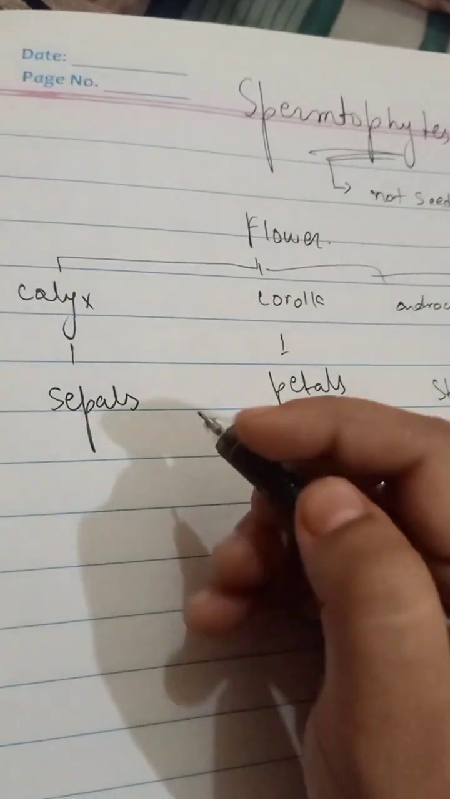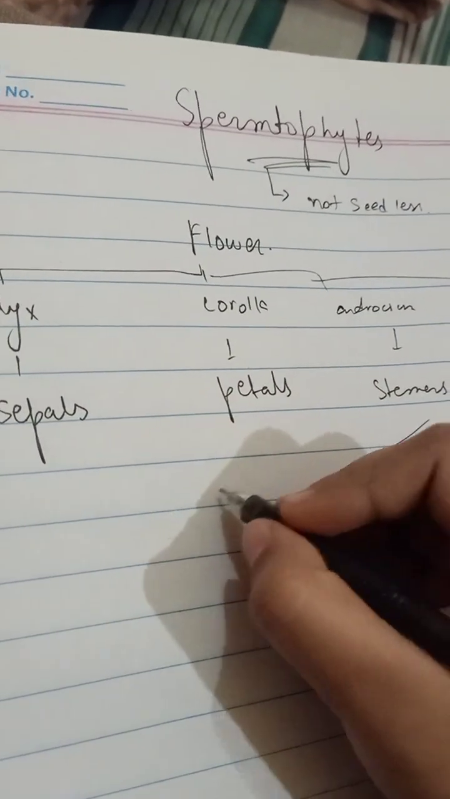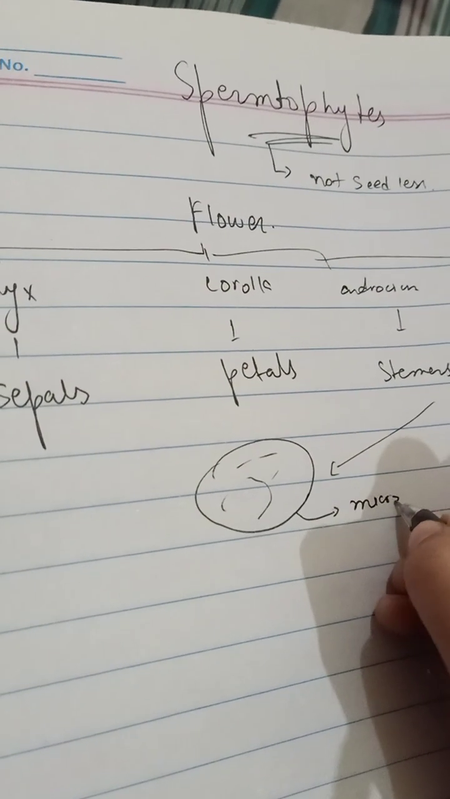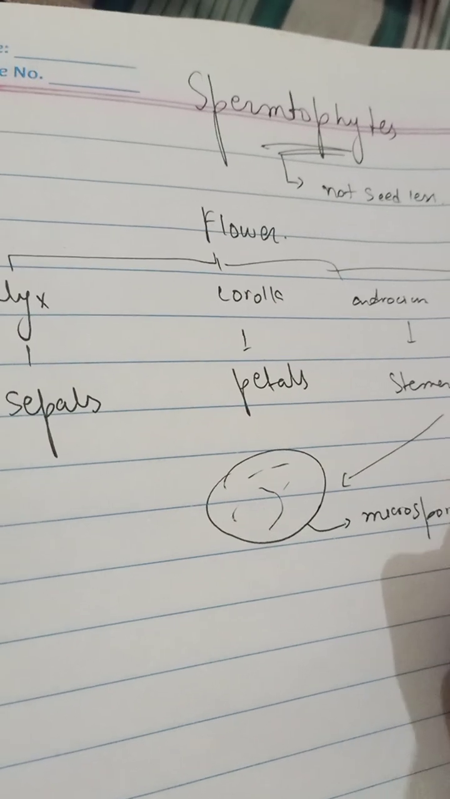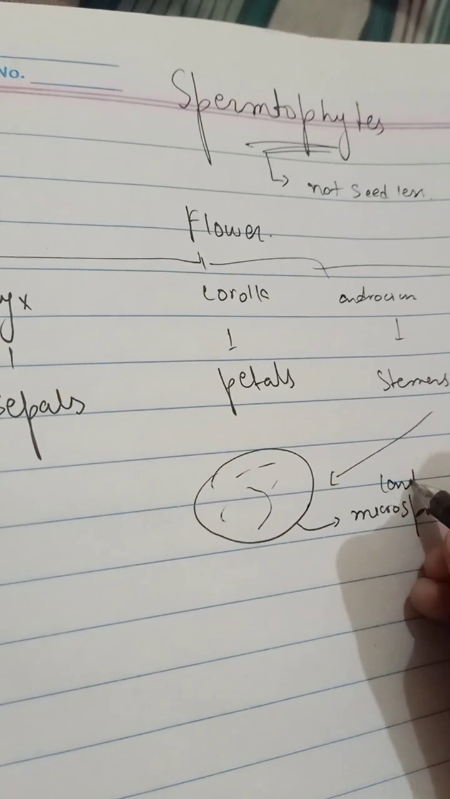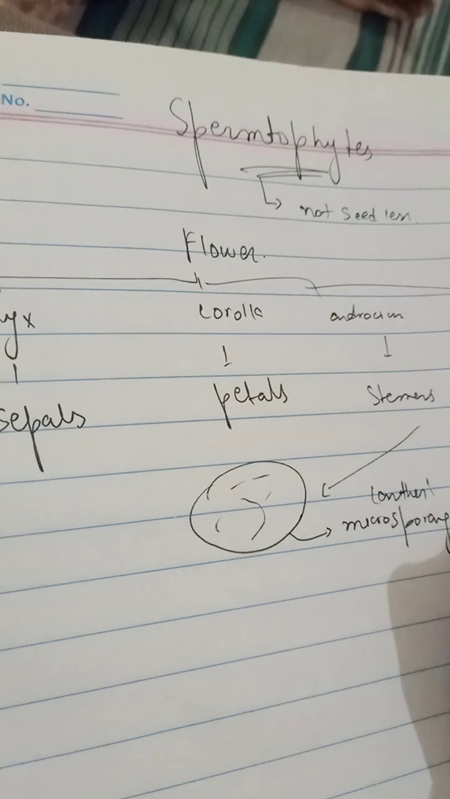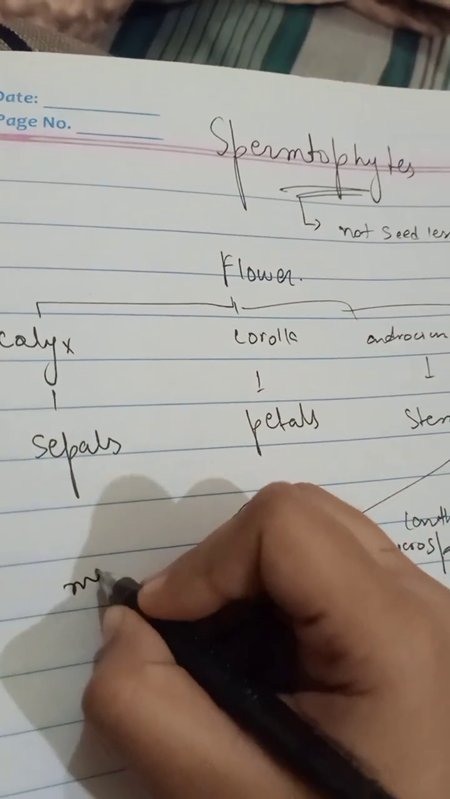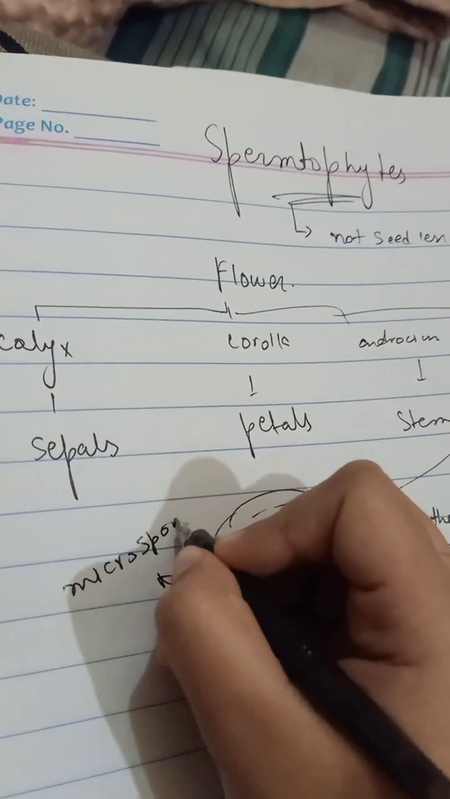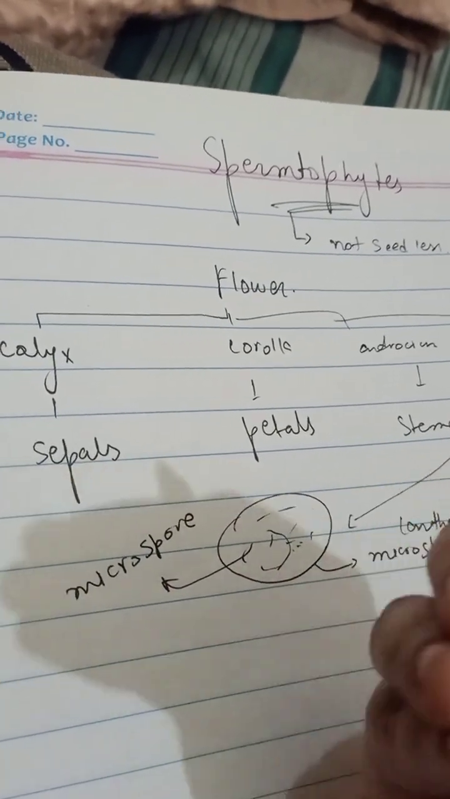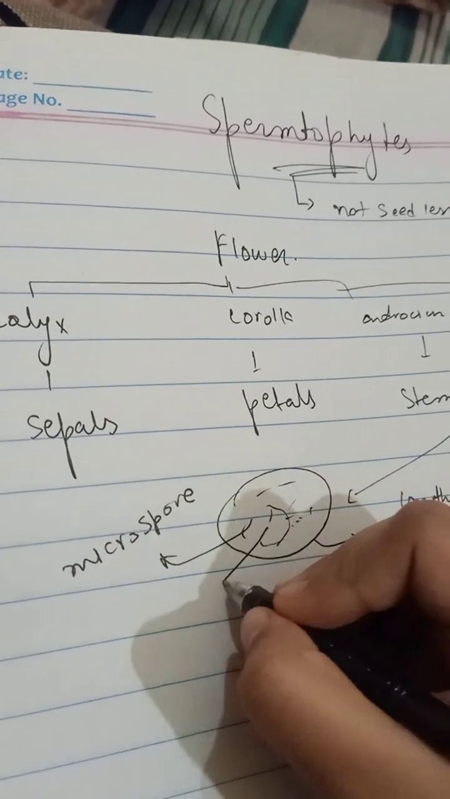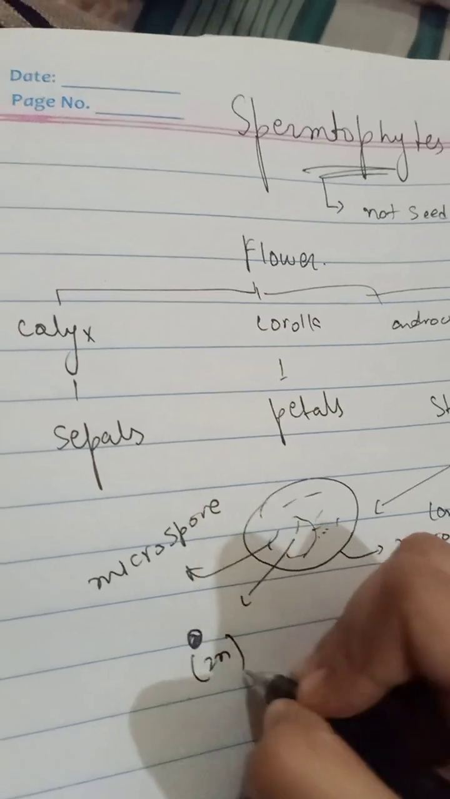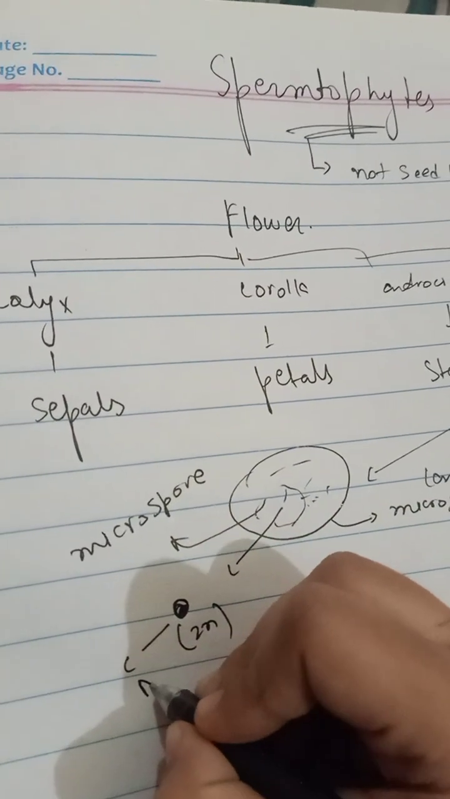For example, this is the stamen. This is the anther, or you can say the microsporangia, which has the spores. They have a microspore mother cell, or pollen grain, you can say. If I take one of them here, it is diploid. In this, meiosis 1 will occur.